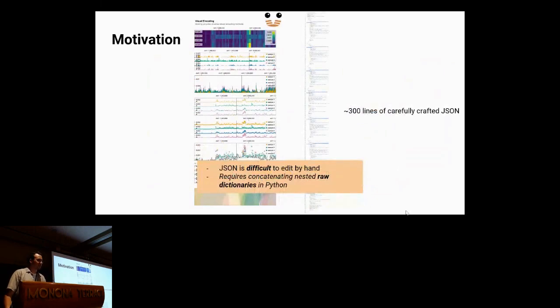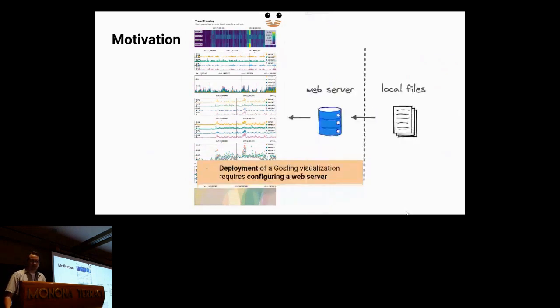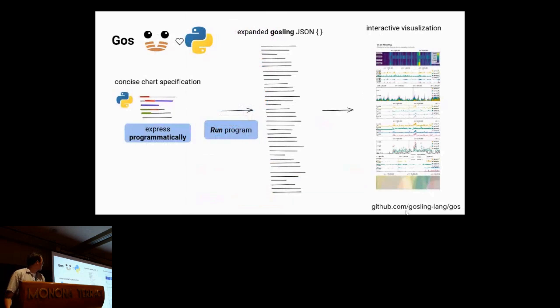However, when you're using atomic building blocks, the specifications can be quite long, and so JSON can be difficult to edit by hand. And if you're trying to write these things in Python, it's not super ergonomic. Additionally, web-based tools often require a web server, so it's challenging for these tools to be incorporated into interactive data analyses, and rather they get pushed to being used at the end of bioinformatics pipelines. So GOS is our approach to try to solve some of these issues.